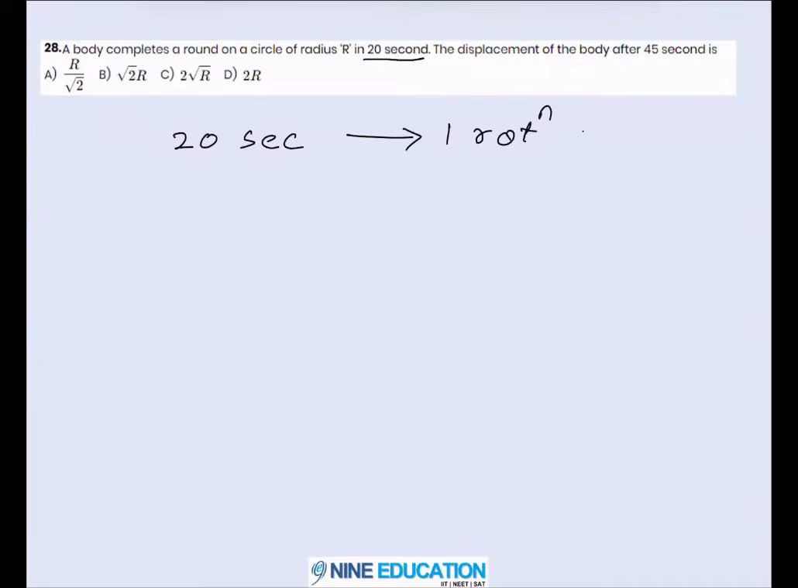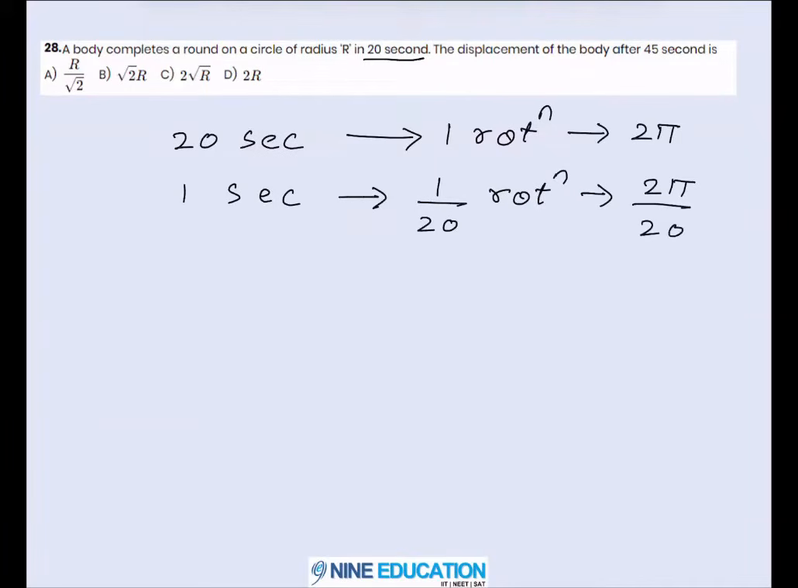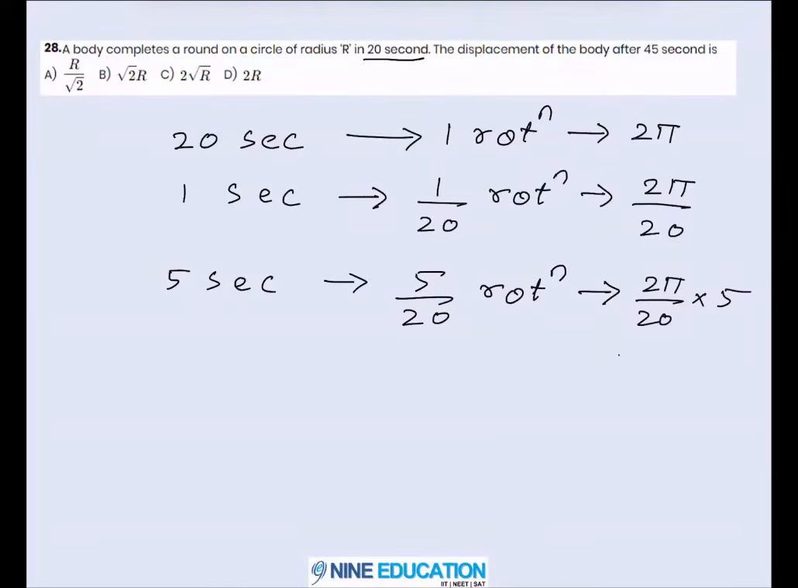One rotation is equivalent to 2 pi radian. So within 1 second, it is going to complete 1/20th of the rotation, which is about 2 pi by 20 radian. Now, within that 5 seconds, how much angle is it going to cover? It will be 5/20th of the rotation, which is 1/4 of a rotation, or 2 pi by 20 into 5 radian, which is about pi by 2 radian.